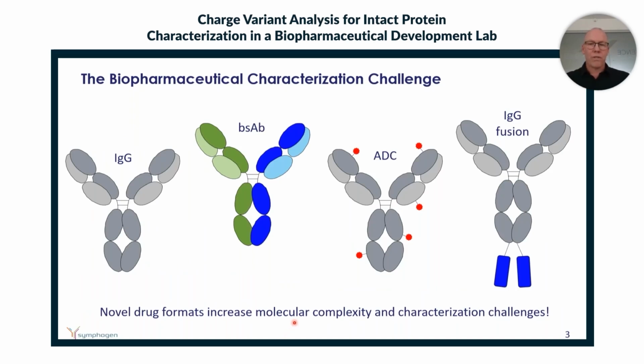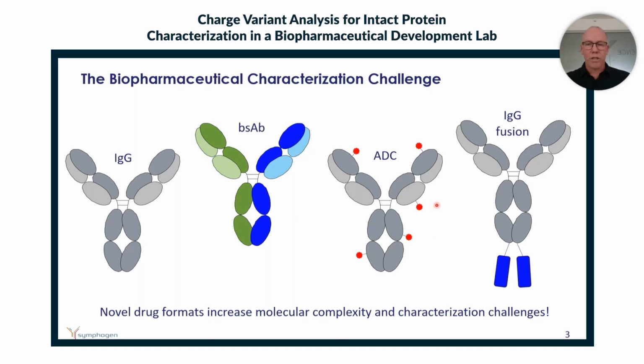And also, you have an added level of complexity with the new molecular formats that are being introduced or have been introduced for a while now. You have your classical IgG molecule, which is complicated enough. Then you can have bispecifics with different chains.